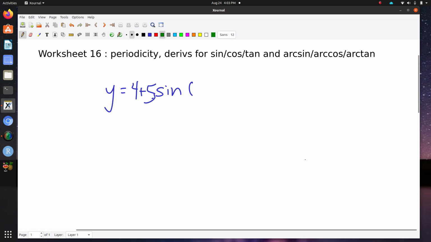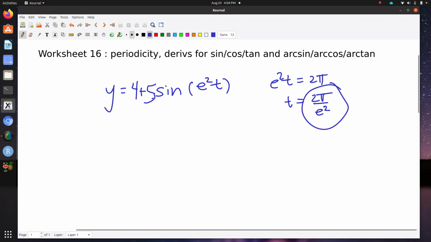So I think in your homework, the worksheet rather, you have something, I'm not going to say what it is, but I'm going to put a different number here. Let's say e squared times t. Then what's the period of that? Well, you say e squared t is 2 pi and solve for t. In this case, the period is 2 pi over e squared. Okay? So that's how you find the period.